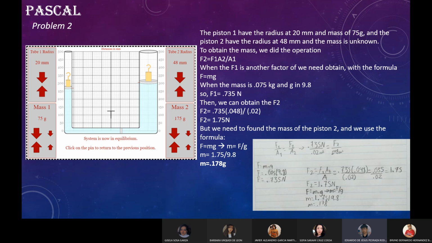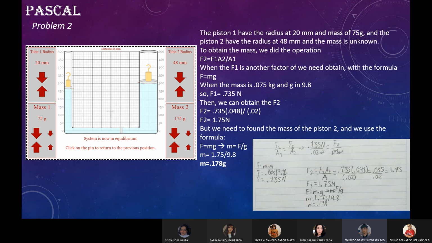When the first force is another factor we need to obtain, we use the formula of force that is equal to mass multiplied by the gravity. When the mass is 0.075 kilograms and the gravity is 9.8, so force 1 is 0.735 newtons. Then we can obtain the force 2. The force 2 is equal to 0.735 multiplied by 0.048 divided by 0.02. So the force is equal to 1.75 newtons.